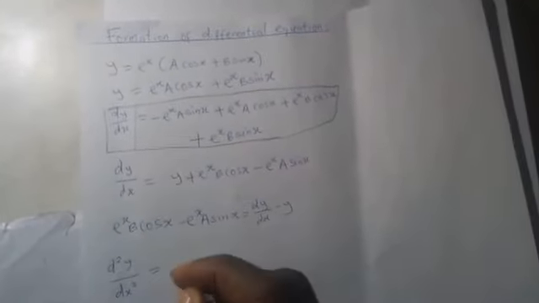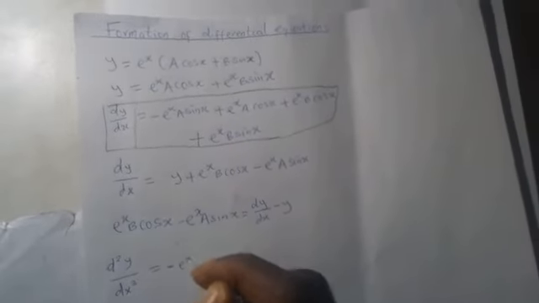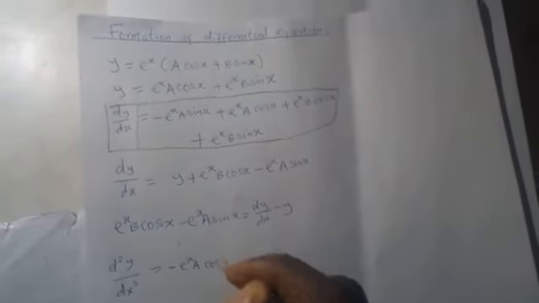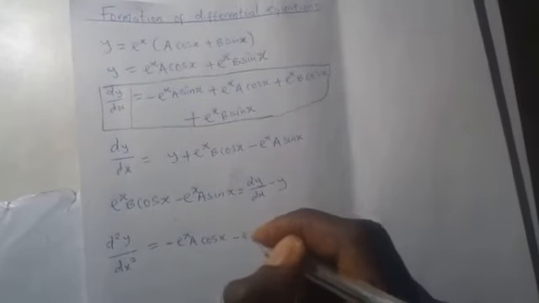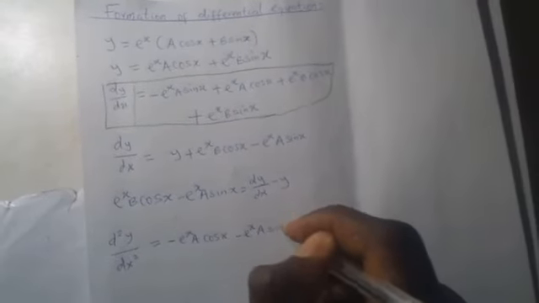If I keep negative exponential x constant and differentiate this, I will have negative exponential x a cos x. Now if I keep a sin x constant and I differentiate negative exponential x, I'm still going to have negative exponential x a sin x. Now I'll do the same thing to this side.